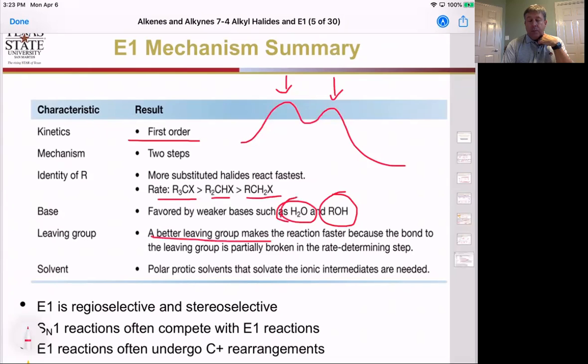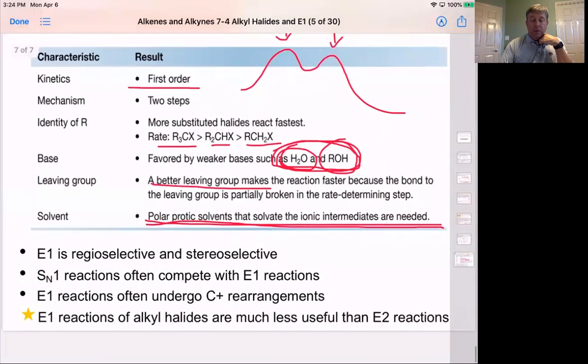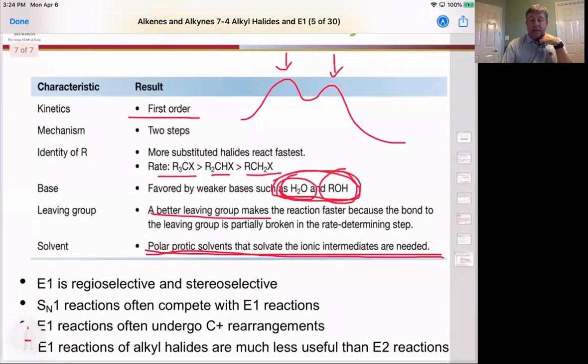Now, because weak bases like water and alcohol are favored, that means our protic solvents solvate both the cation and the anion intermediates. Therefore, protic solvents help the reaction go. So in total summary, E1 is regioselective and stereoselective because it always follows Zaitsev's rule. It does compete with SN1 because you can have the base come in as a nucleophile, given the opportunity.